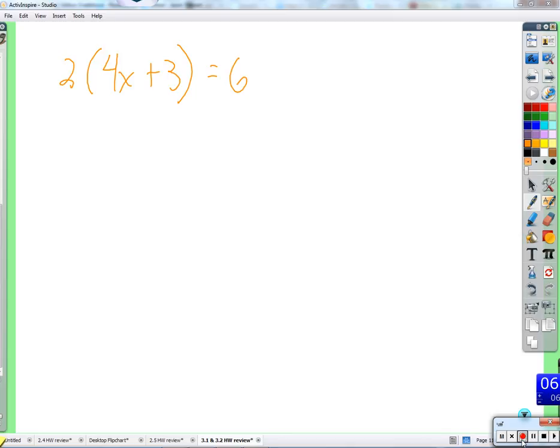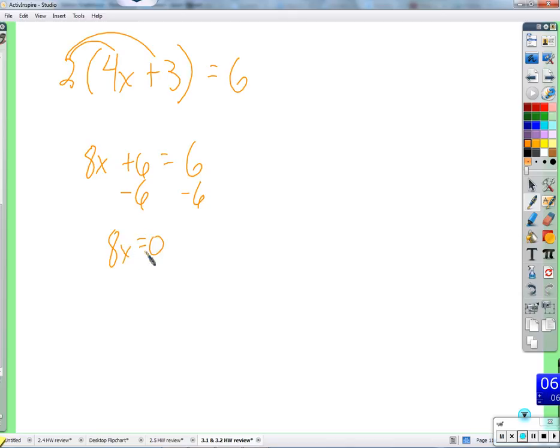2 times 4x, I guess it's 8x. And then 2 times 3. Good. What do we call that? Distributive property. Equals 6. And then I minus 6 from each side. And then I divided by 8, and I got 0 equals x. Excellent. Can we do it differently? How does 1 divide by 0?